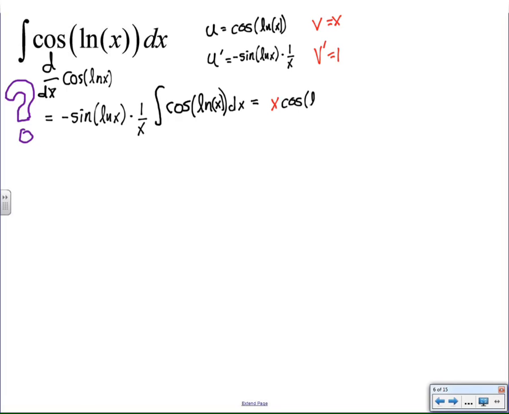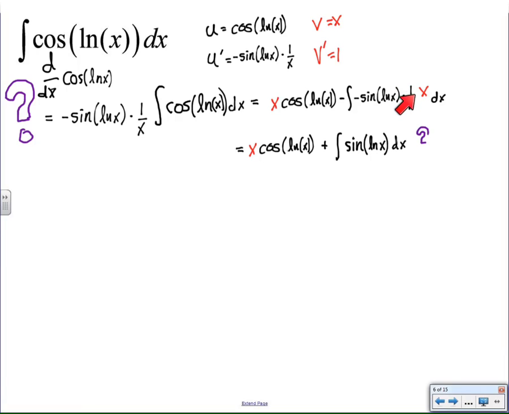This creates something that does not look all that good. I mean, on the one hand, I did get the 1 over x times the x to divide out to 1. So that's all good. But now I'm stuck trying to integrate sine of the natural log of x when I was starting out with cosine of the natural log of x. It doesn't seem like I've made it any better.